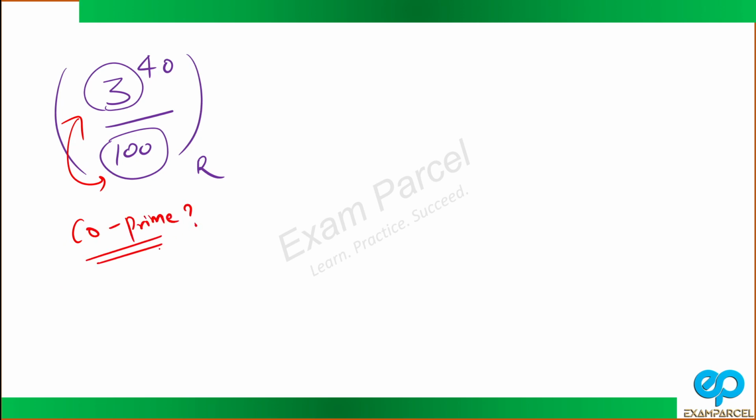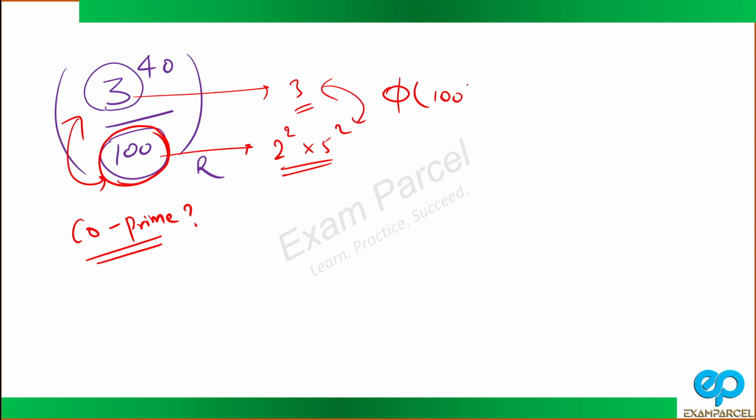Now checking whether they are co-prime or not is easy, right? 100 will consist of some factors of 2 and 5. So 2 raised power 2, 5 raised power 2, and this is 3. Obviously these are co-prime, right? Because no prime factor is common between them, right? It means they are co-prime. So can I apply the Euler theorem? I can apply, right? So what is the phi of 100?